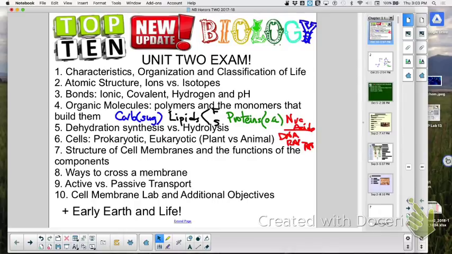If you plop a cell in a hypotonic solution, what will happen to that cell? It'll get what? Bigger. If it's a plant cell, where will it go? Vacuole, large central vacuole, right? If you plop a cell into a hypertonic solution, what will happen? The cell will get smaller. What will keep it same? Isotonic. Good. All right? That's all passive.